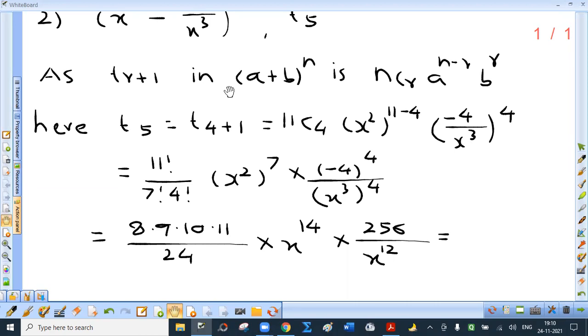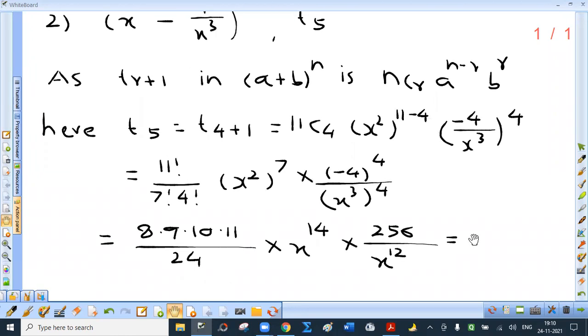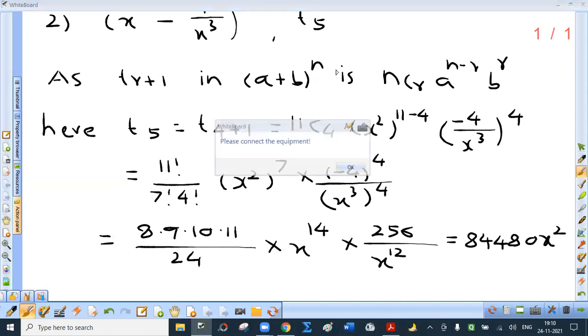Somebody has written this answer. Please check. 84480 x square. Please check this. Okay, yes, this is the correct answer.